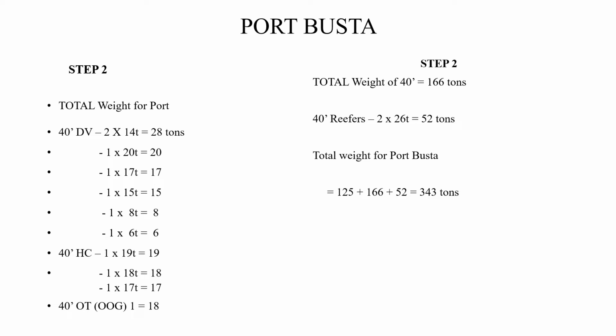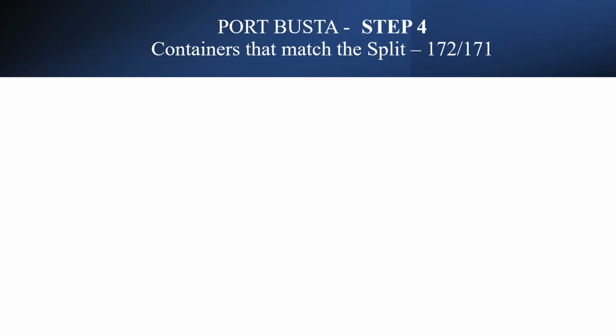And so let us look at the possibility of what the split would be. So step 3, possible splits: 172, 171, 173, 170, 174, 169. We would opt to use the closer one, the 172, 171. But as you know, for the best split, we will go to step number 4. This is the step where we will identify the containers that match the split 172, 171.